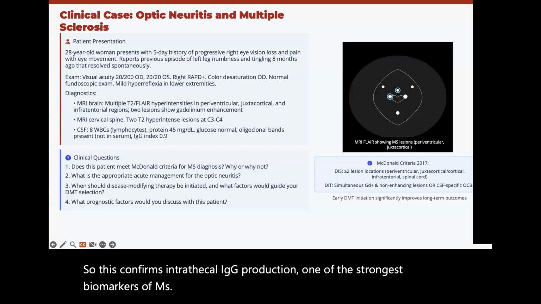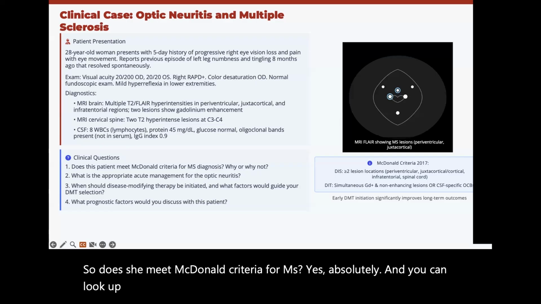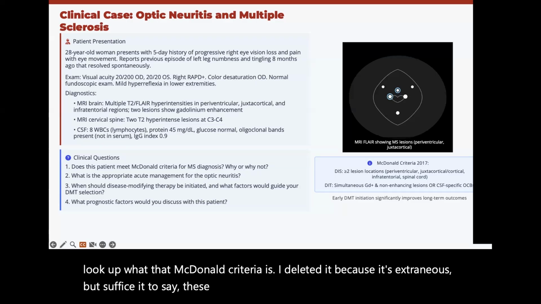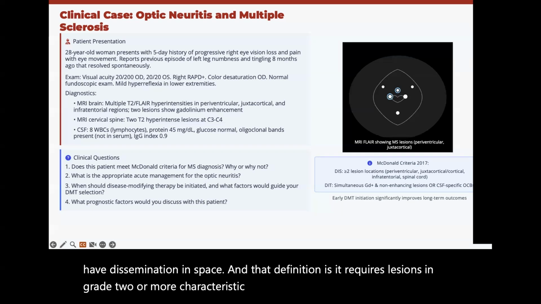So does she meet McDonald criteria for MS? Yes, absolutely. And you can look up what the McDonald criteria are. I deleted it because it's extraneous, but suffice it to say, these are scoring tools to tell you how far along we are. We have dissemination in space, and that definition requires lesions in two or more characteristic regions, right? She has that: periventricular, juxtacortical, infratentorial, spinal cord.